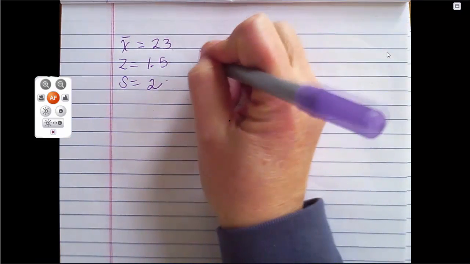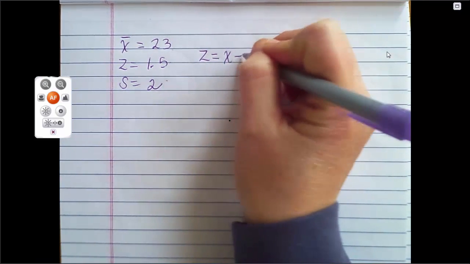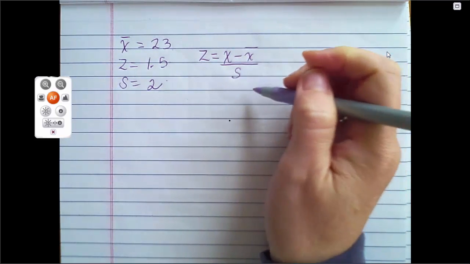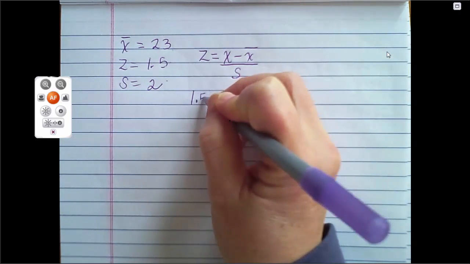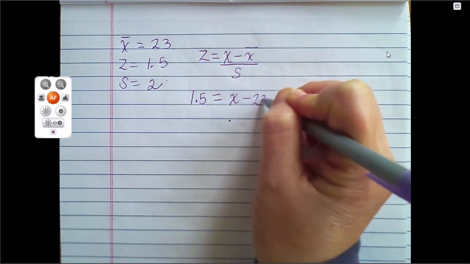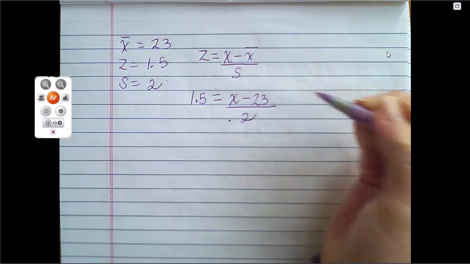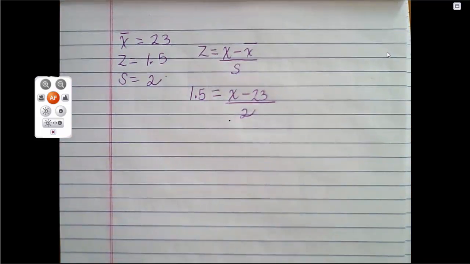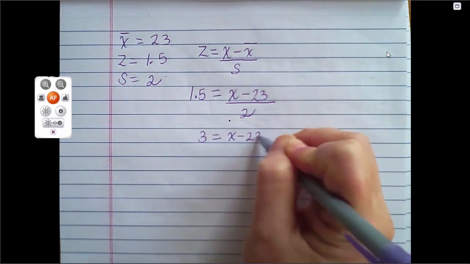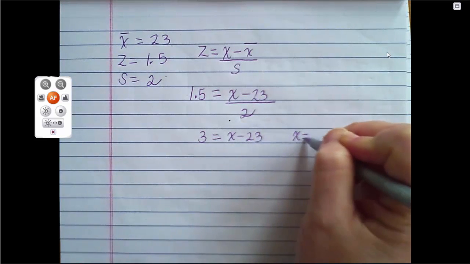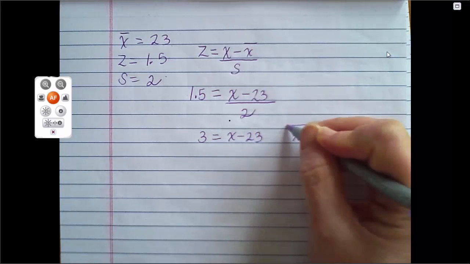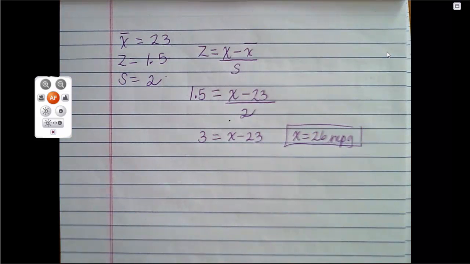So let's write our z-score formula. It's the data value minus the mean divided by the standard deviation. Plug in what you know, solve for the rest. Z is 1.5 equals, I'm looking for the data value, minus the mean of 23 divided by the standard deviation of 2. Cross multiply. 3 is x minus 23. Add 23 to both sides. I can expect that my Toyota Camry gets about 26 miles per gallon.